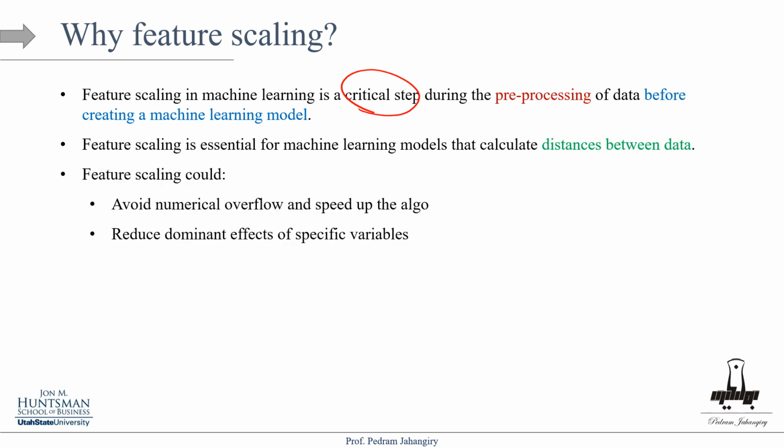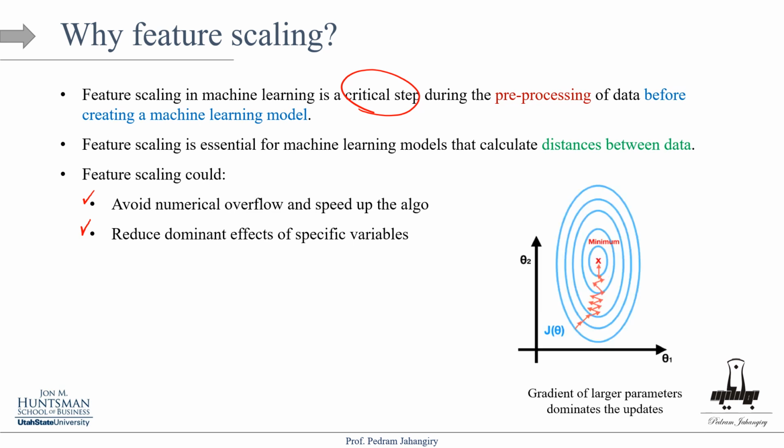Okay. So in general, feature scaling could help the computer to avoid numerical overflows and speed up the algorithm, because computers in general have a hard time handling super tiny numbers on one hand, and also gigantic ones on the other hand, when it comes to calculating the gradients, right? And feature scaling also helps us to reduce the dominance effects of a specific variable. So let's look at an example here. Imagine this is our loss function versus two parameters of the model. We'll see that the gradient of larger parameters dominates the updates, right?